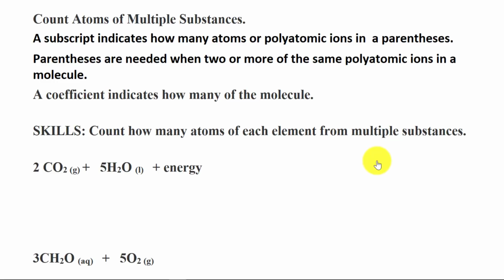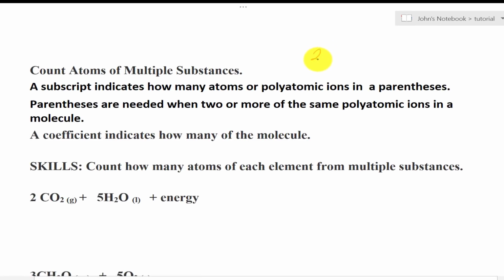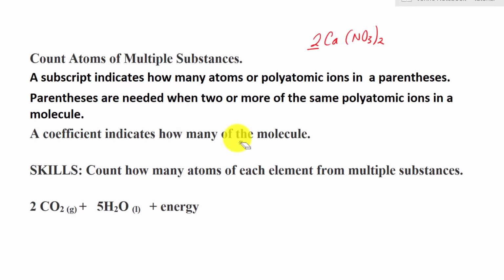In the previous lessons, we learned how to interpret chemical formulas in order to count how many atoms of each element make up a molecule. For example, we have 2Ca(NO3)2, 2 calcium nitrate. And in that lesson, we learned about the coefficient. The coefficient indicates how many of the entire molecule. So in this case, we have 2 of calcium nitrate.